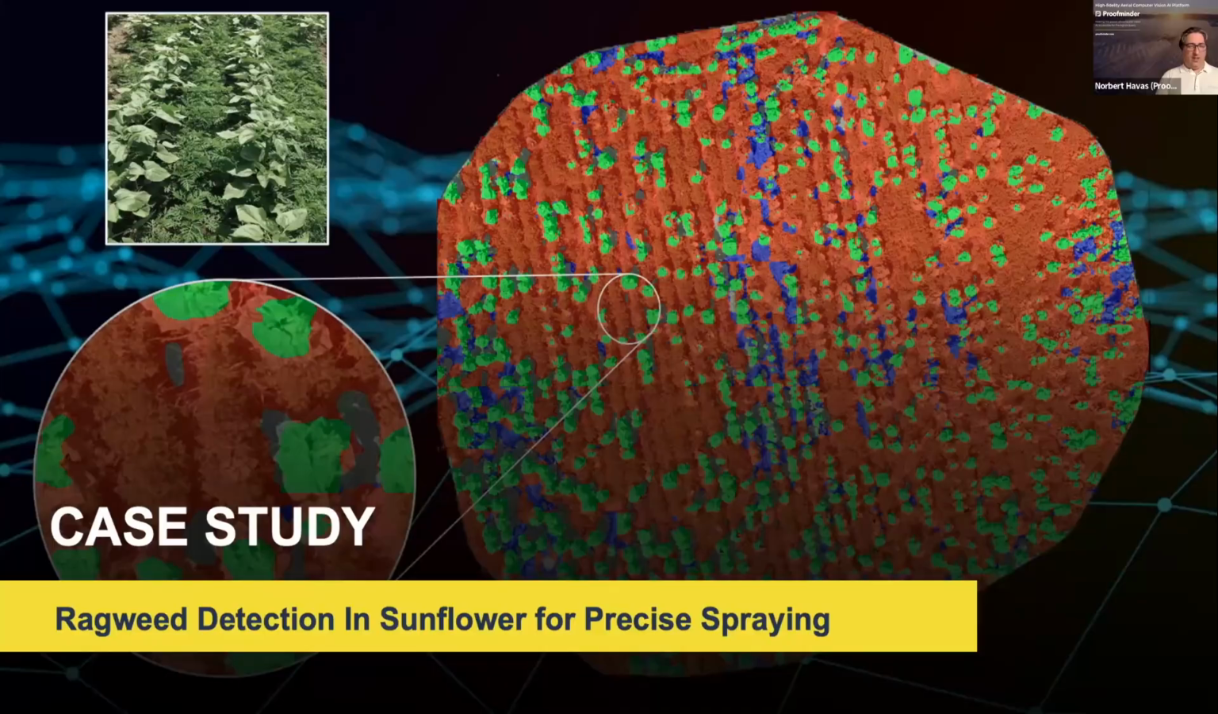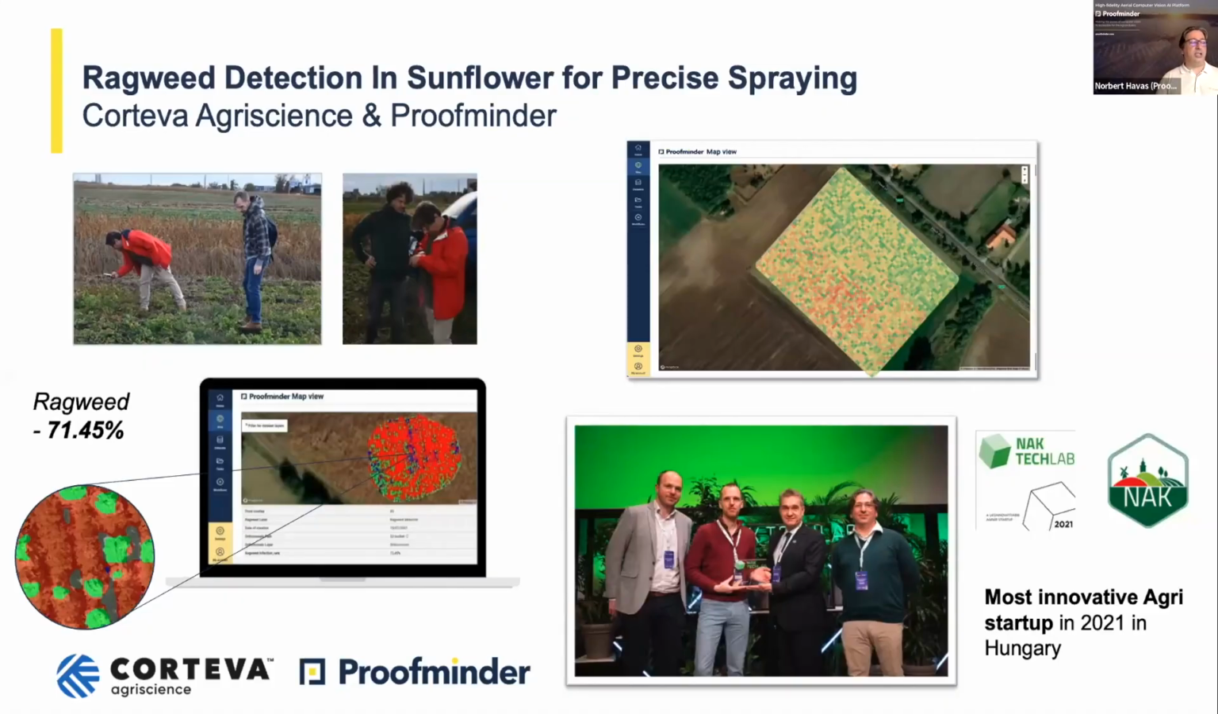So we can use the same technology to detect where the weed is growing and where the plants are on the field. We had this pilot with Corteva Agriscience this year when we used our technology to detect this ragweed in sunflower and give an assessment where they need to spray and kill the weed, or to apply other technologies to remove the infection.